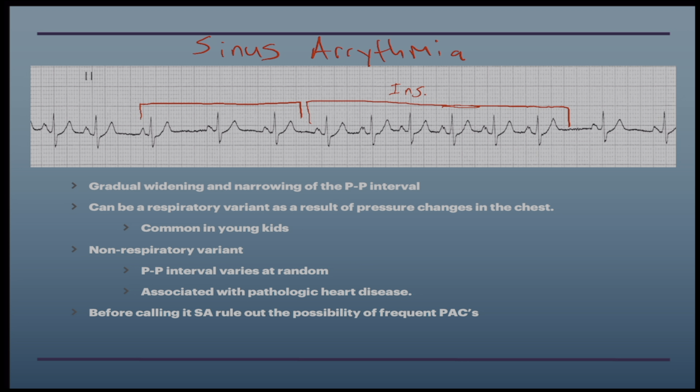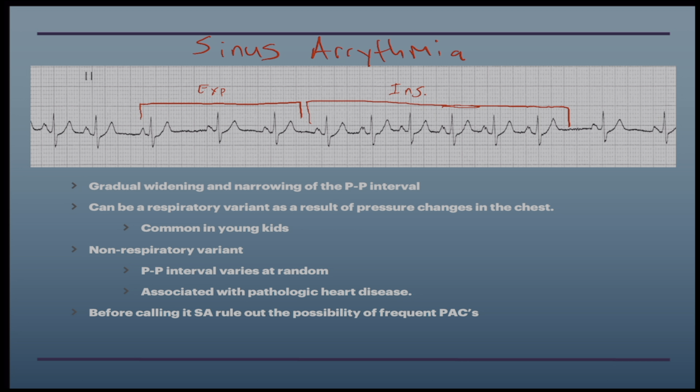During expiration, the pressure in the atria is decreased, so those baroreceptors are no longer activated, and that causes the heart rate to decrease. Now, a sinus arrhythmia is just a variant of normal, and it's not a pathological rhythm. So if it's the respiratory variant, like you see here on the screen, where you have a regular rhythm for the most part, except it speeds up and slows down at different intervals, we can consider that a sinus arrhythmia.